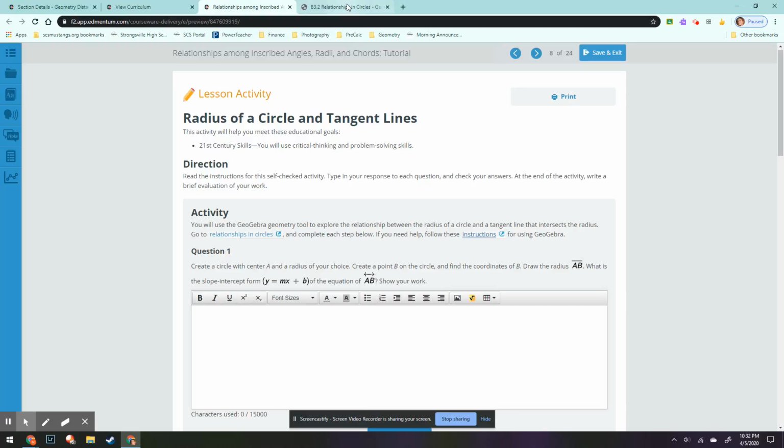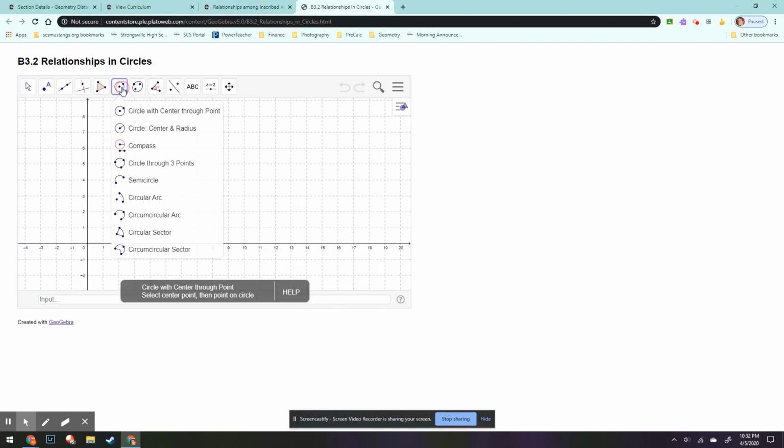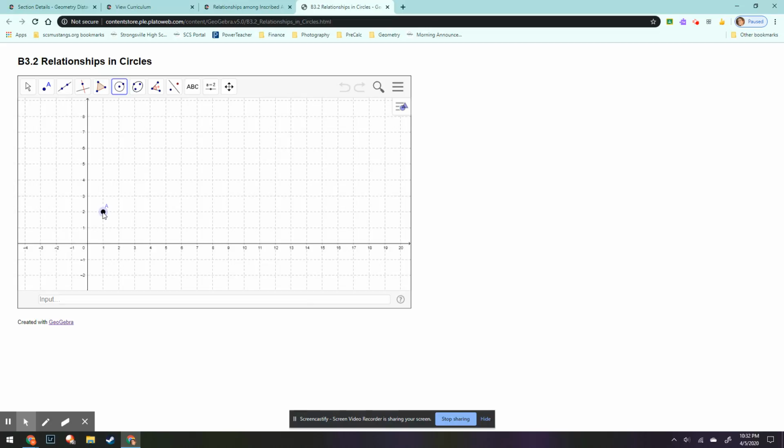Okay, so let's come over here to Geogebra. Now we want to draw a circle. So I'm going to click on this little icon that says circle. And so you got a couple options. You can do a circle with center through point and a circle with the center and the radius. In this case, it doesn't really matter which one you do. I usually always just do circle with a center through point. So I'll put my center right there, and we'll say maybe that there is my circle.